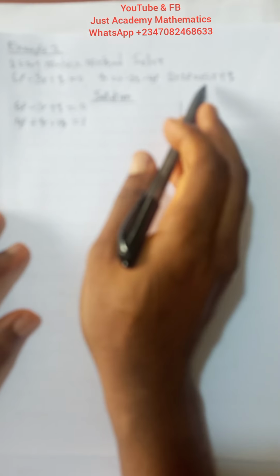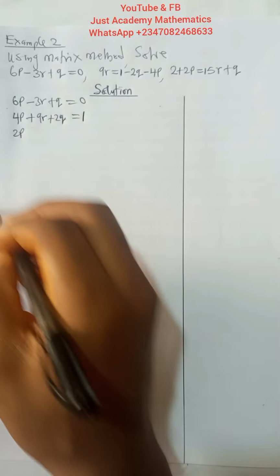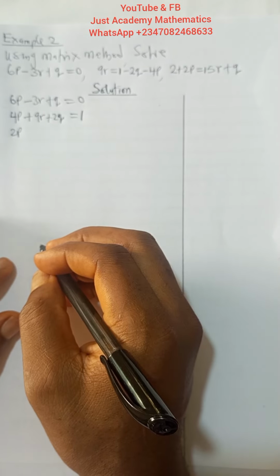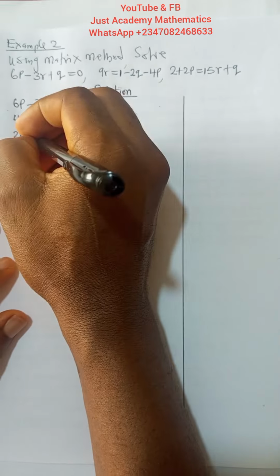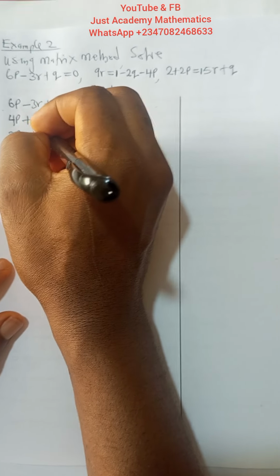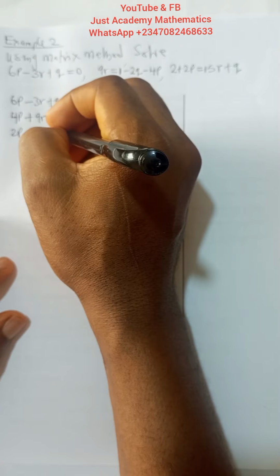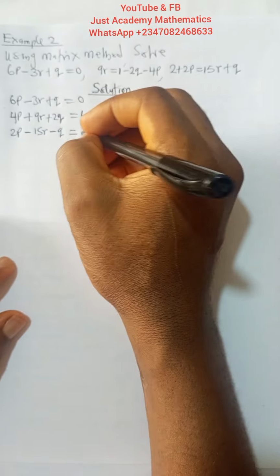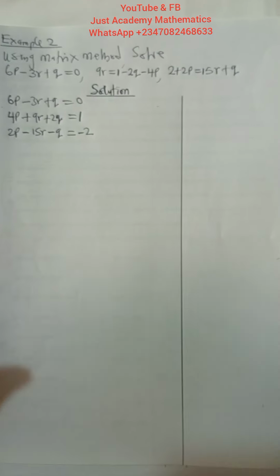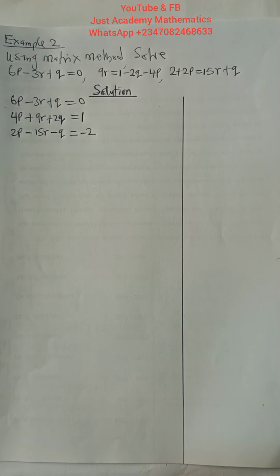The same thing here. If p is already here, we have 2p followed by 15r coming here, which becomes minus 15r. What about q? q will come as minus q, and equals 2 will come back as minus 2. So this is what we have now.